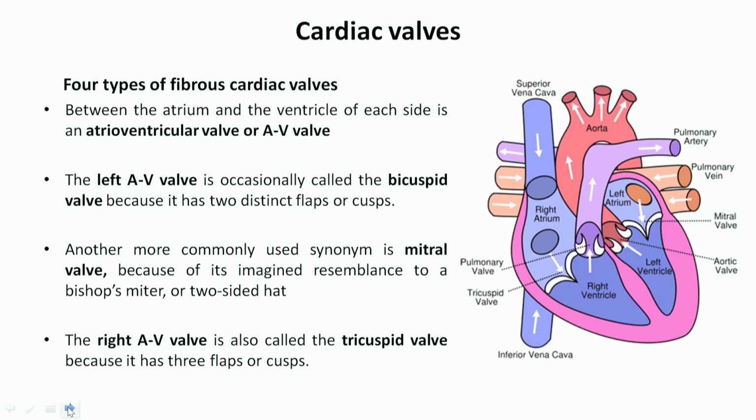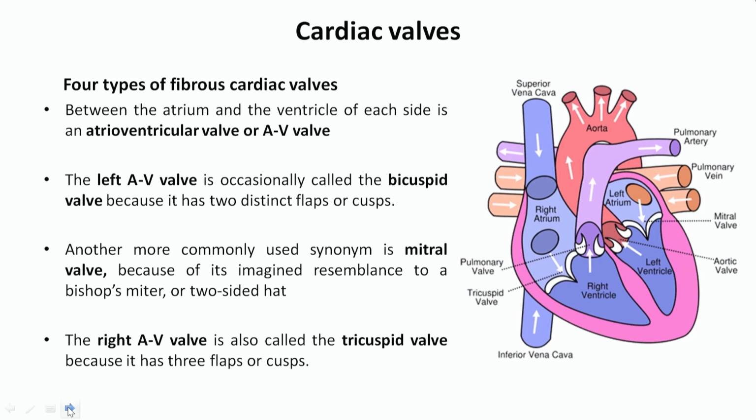Then the heart has very important valves called cardiac valves. There are mainly 4 types of cardiac valves. 2 are called atrioventricular valves, AV valves, and 2 are called semilunar valves. The valve between the atrium and ventricle of each side is an atrioventricular valve, called an AV valve. So there is a left side and a right side.